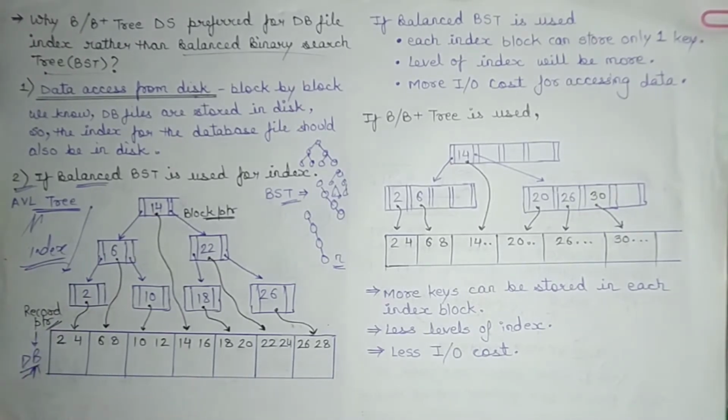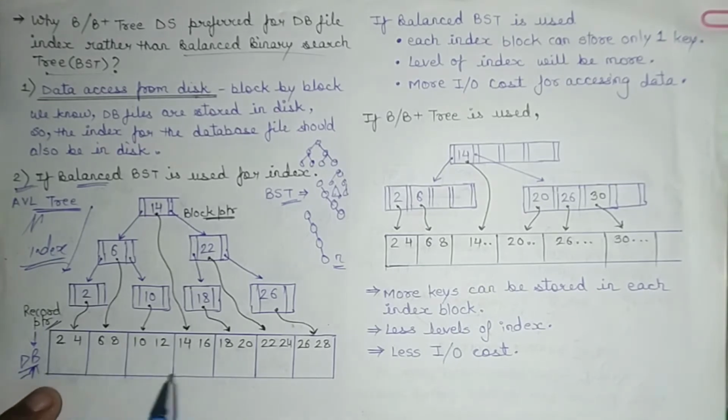And this is our database file. We know that the database file is in the form of blocks. Here the block factor is 2 because we have 2 records in a particular block, right? So this 2 is representing a block. This is a sparse indexing we are considering. This 2 is representing one block, 6 is representing another block, 10 is representing another block, and so on, right?